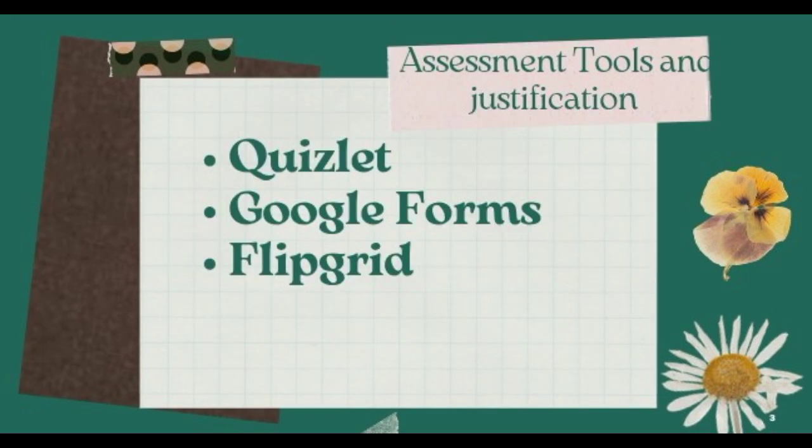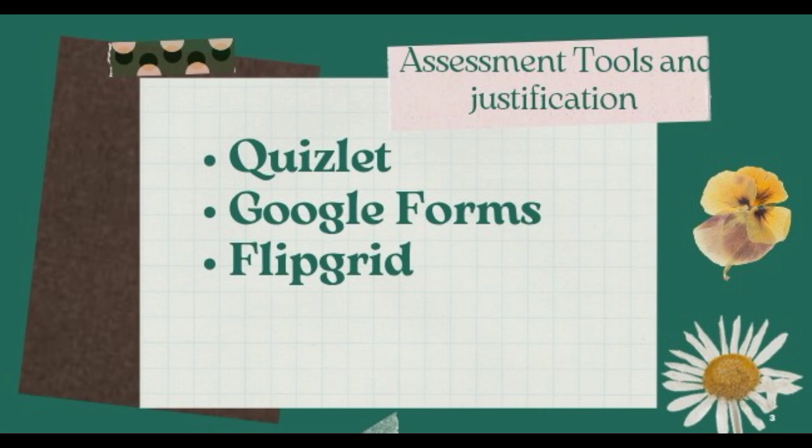Now let us proceed to the assessment tools and justification. For the first tool, we use Quizlet. The assessment type of this tool is formative assessment, wherein Quizlet enables spaced repetition and multimedia flashcards which aid vocabulary retention. It also allows teachers to track progress and see which words students struggle with. It features audio pronunciation, image association, automatic scoring, and gamified modes like Match and Learn. It supports Objectives 1 and 3 by reinforcing recognition and pronunciation.